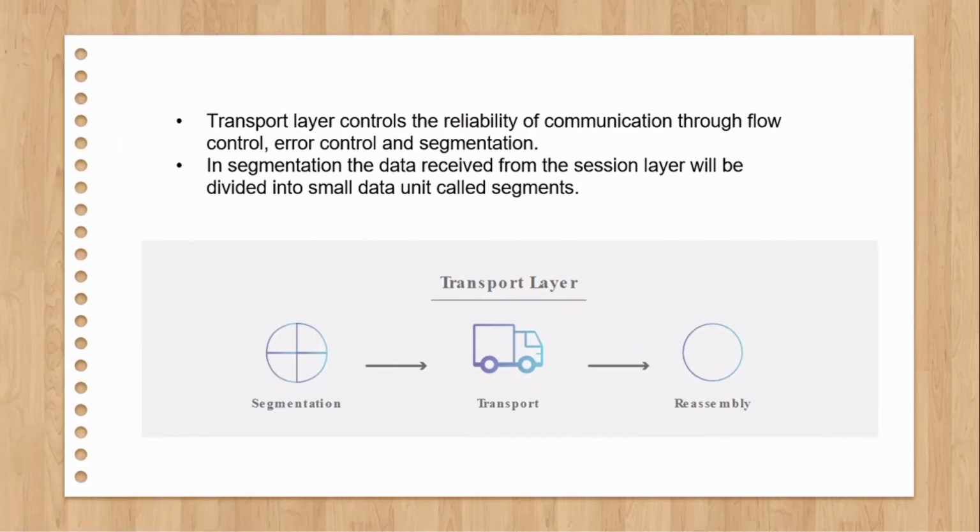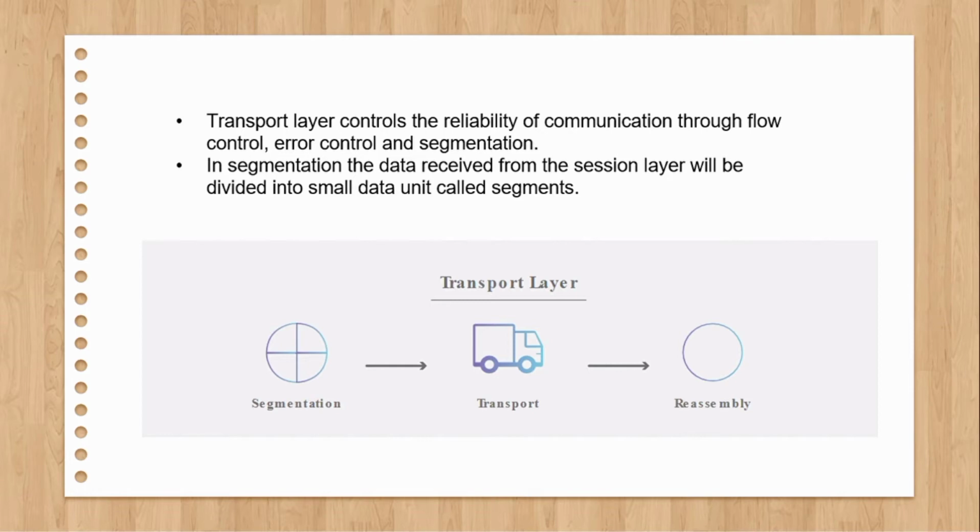The transport layer controls the reliability of communication through flow control, error control, and segmentation. In segmentation, the data received from the session layer will be divided into small data units called segments. Each segment contains a source and destination port number to make sure each data reaches the correct destination, and a sequence number to make sure the data is sent in the correct order.